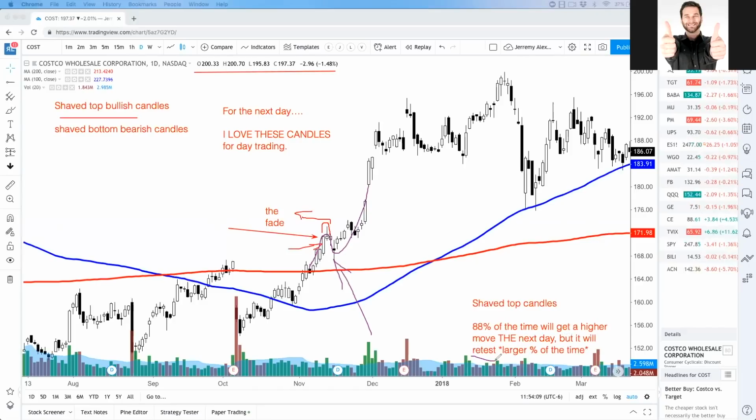A shaved top candle gives me so much insight that the retest is likely coming, because it usually is an exhaustion move. They happen with tons of volume, right? So a lot of volume will come in, and people will get really excited about the trade. And again, they're buying all the way up till the close. They buy the next day, they run the price up, and then everyone starts to sell and lock in profit.